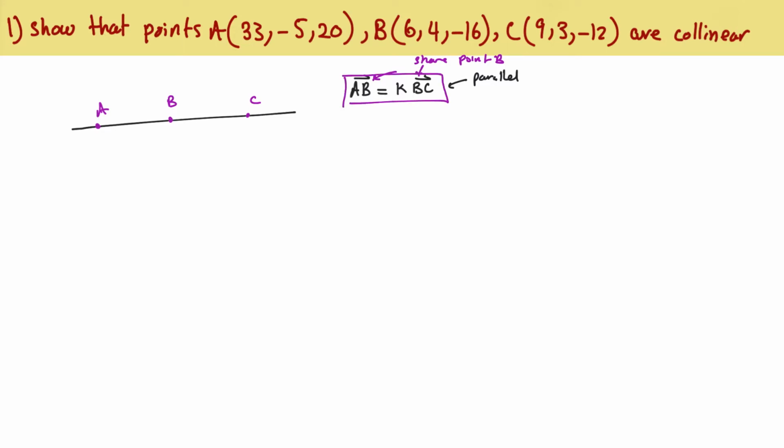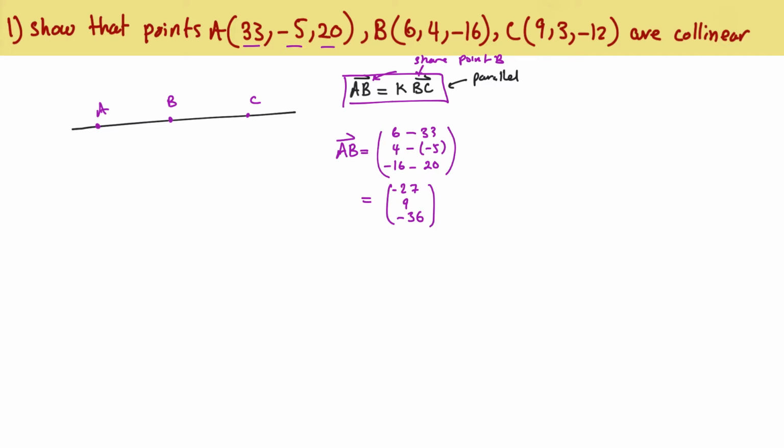Okay, let's find vector AB. We are going to take the x, y, and z values of point B. Those are 6, 4, and negative 16. And we're going to subtract them by the x, y, and z values of point A. So those are 33, negative 5, and 20. And when we do those, we get negative 27, 9, and negative 36.